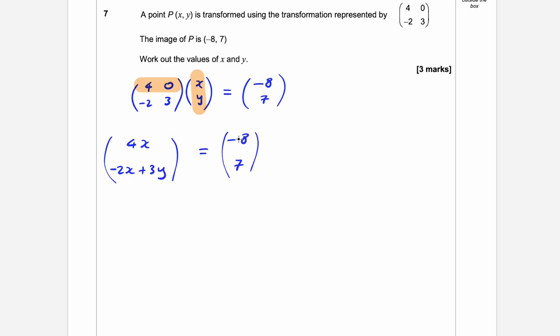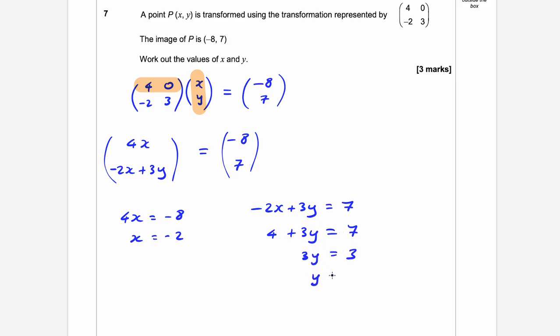We can then just equate the top, so 4x equals negative 8, x is equal to negative 2. And the bottom one, minus 2x plus 3y equals 7. We have x as negative 2. Negative 2 times negative 2 is 4. So 4 plus 3y equals 7. 3y equals 7 minus 4, which is 3. y is therefore equal to 1.